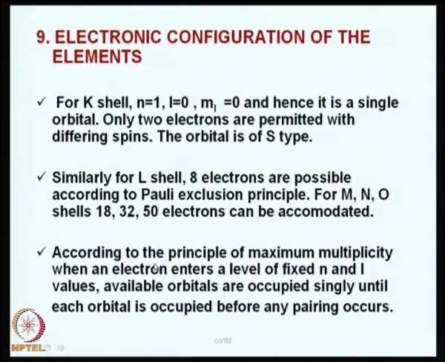until each orbital is occupied before any pairing occurs. This is important for us because among the p orbitals we have 3 orbitals, px, py and pz, in 3 different directions. One electron should go to px, one electron should go to py and another electron should go to pz, and only then can a 4th electron enter px. So, this gives us a plan to fill the electrons and build up the atoms.